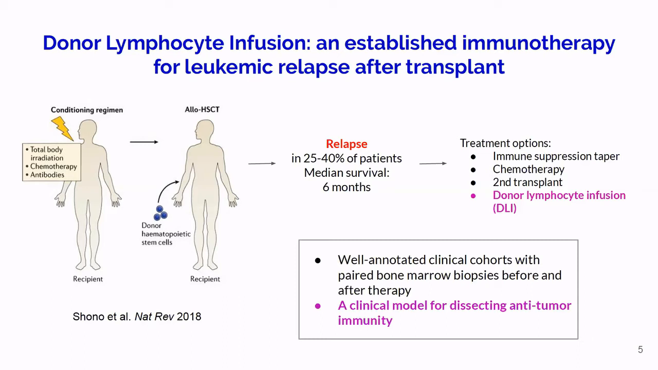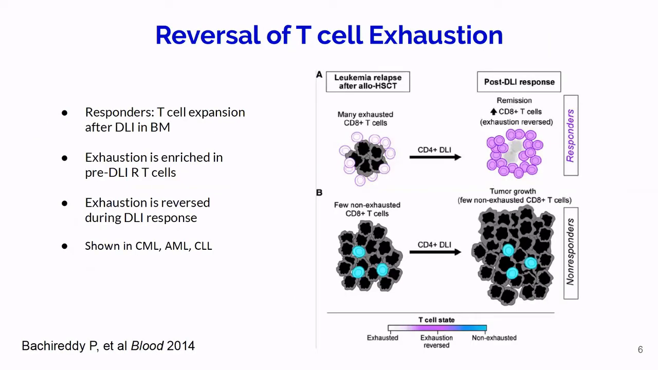And because of that, we have the great advantage of access to well-annotated clinical cohorts with paired bone marrow biopsies before and after therapy. So we decided to look into DLI as a clinical model to dissect anti-tumor immunity. So what is known about DLI? Our collaborators at Dana-Farber have previously shown that the patients that respond to DLI have a more enriched T cell exhaustion before receiving the treatment, and they also see a reversal of T cell exhaustion after DLI.